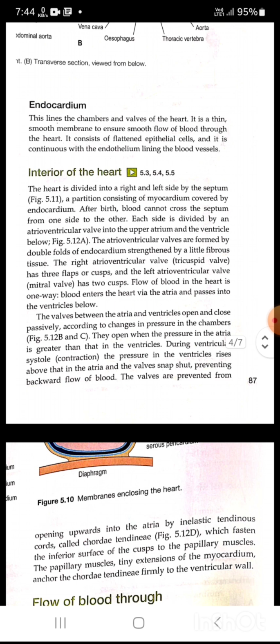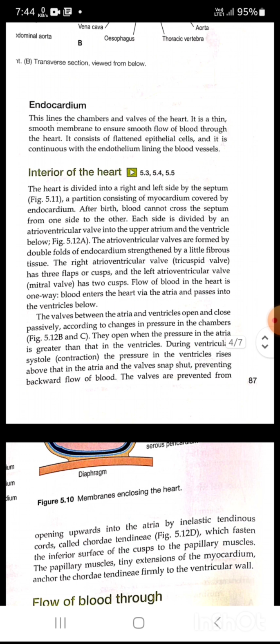Each side is divided by an atrioventricular valve into the upper atrium and the ventricle below. The atrioventricular valves are formed by double folds of the endocardium strengthened by a little fibrous tissue. The right atrioventricular valve, the tricuspid valve, has three flaps, meaning folds of the membrane, and the left atrioventricular valve, the mitral valve, has two folds.